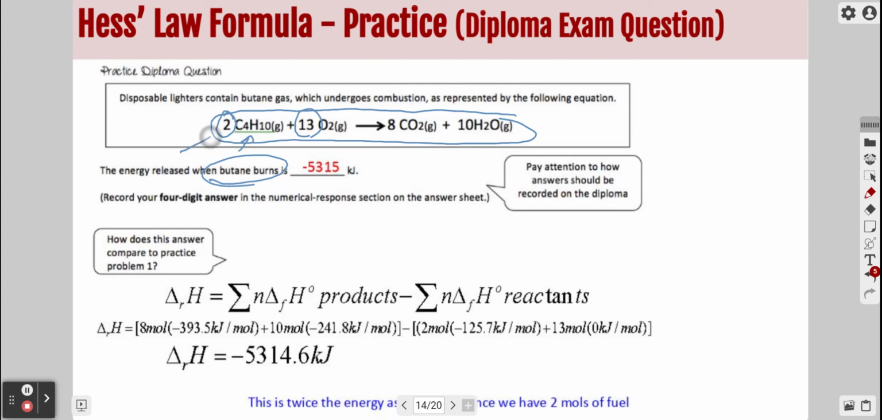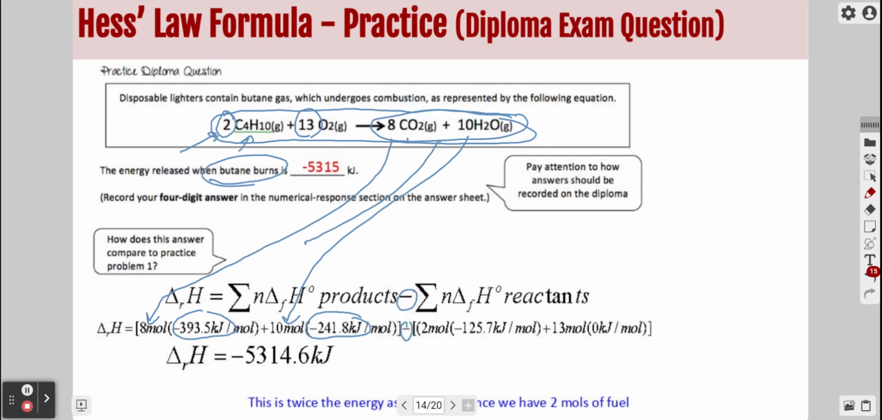So we need to actually keep in mind that there's 2 moles of butane there. So when we do out our equation and our products go in, no problem, right? We've got the 8 in front of the carbon dioxide, 8 moles of carbon dioxide. There's our molar heat for CO2. And then here's our 10 for the water when we're looking at the products. And there's our water vapor's molar heat of formation. So these should look familiar to you. And we're subtracting our reactants now. Here was our butane coming in.